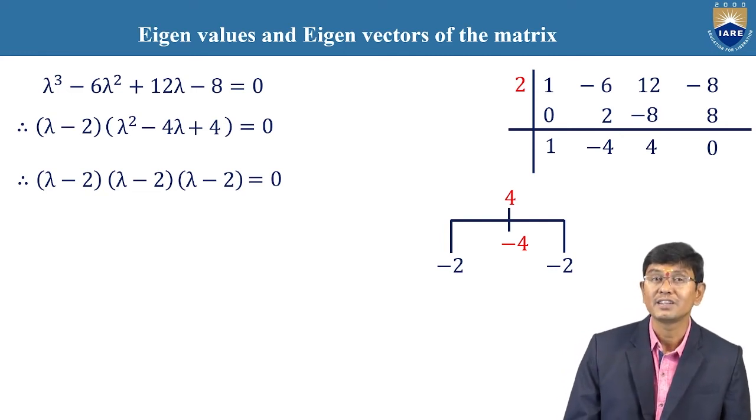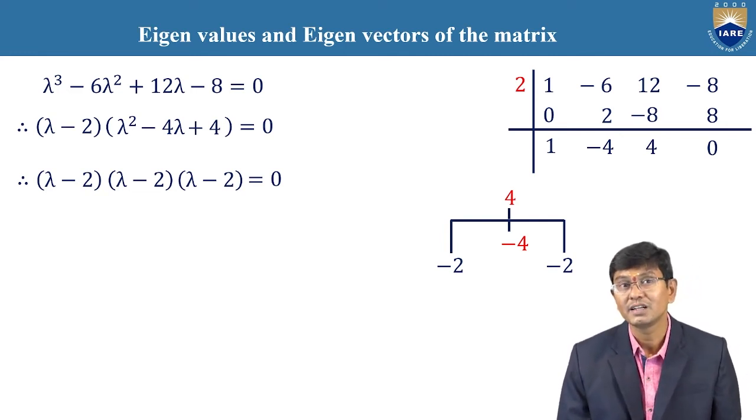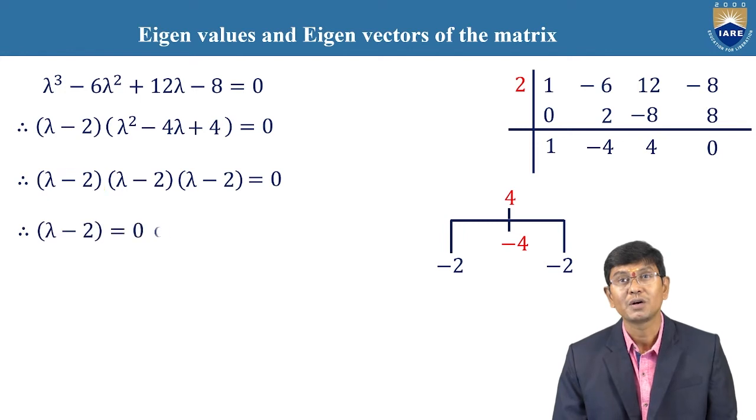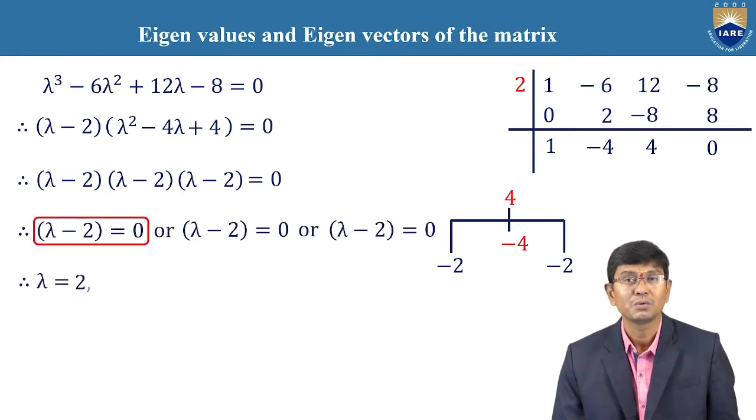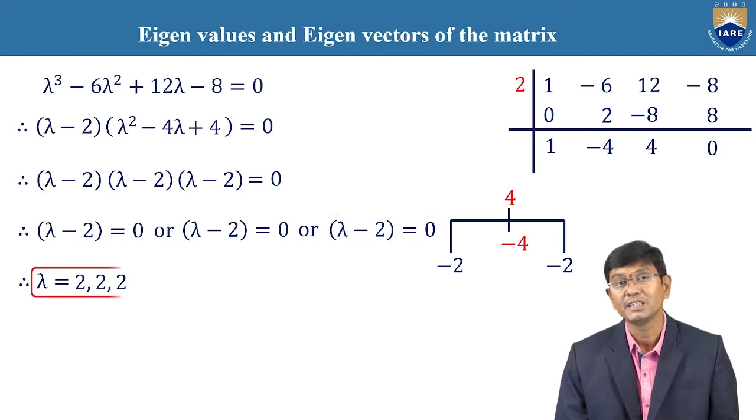And finally, the three roots of the given equation are lambda equal to 2, 2, 2. Therefore, lambda 1 is equal to 2, lambda 2 is equal to 2, and lambda 3 is equal to 2.